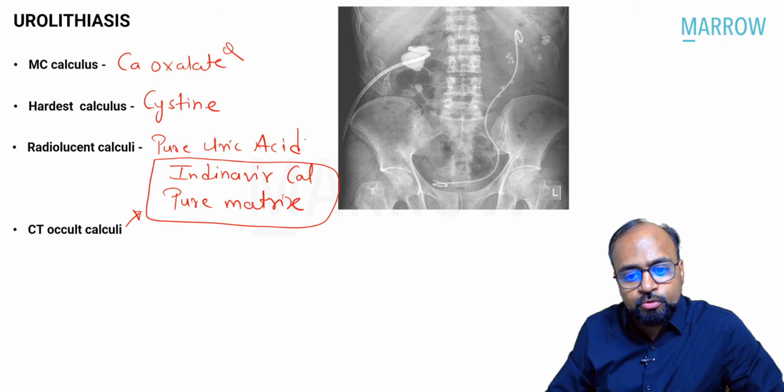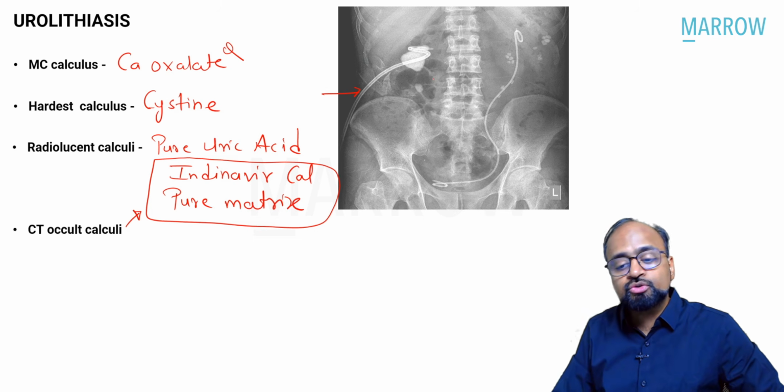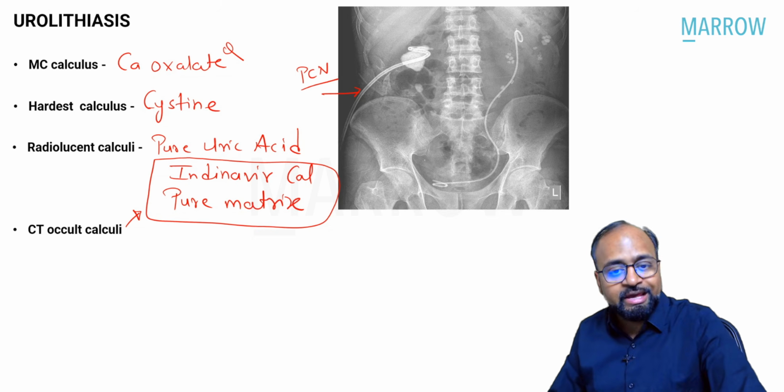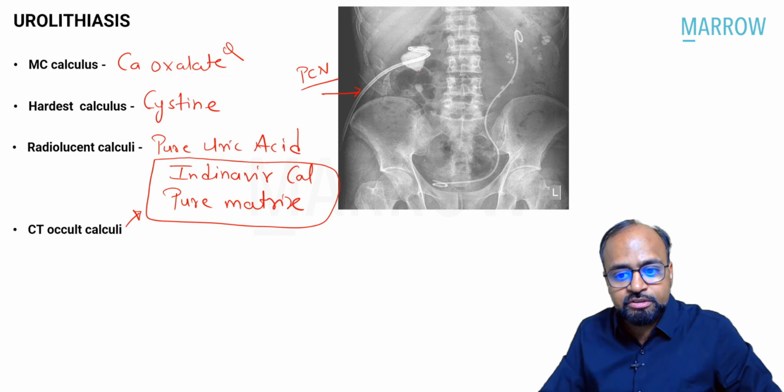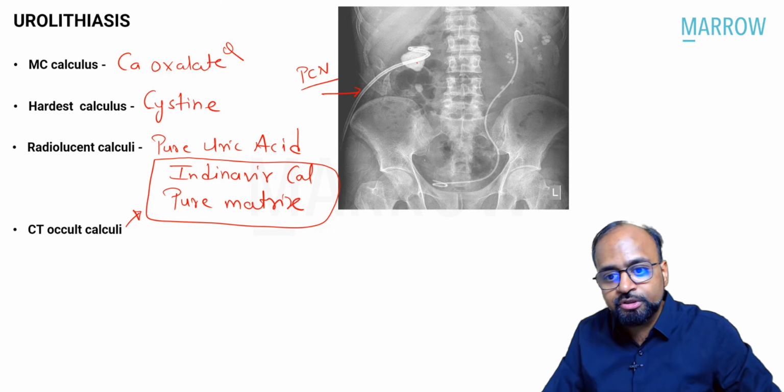Now, certain spotters related to calculi. This is a tube which has been passed percutaneously into the kidney. This is what is called a percutaneous nephrostomy tube, or percutaneous nephrolithotomy can be done, and the calculus can be retrieved. So there's a big calculus in the kidney; to drain the kidney, to drain the urine, to establish a urine output, a percutaneous nephrostomy tube has been done.